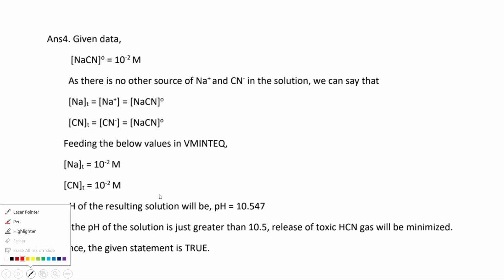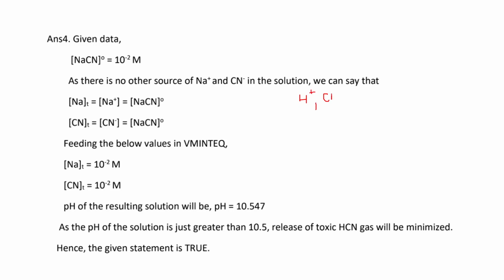So we know there will be water dissociation as well. So what are the components that we have? Species: H plus, CN minus, HCN, and OH. We have NaCN as well, but let's not. Okay, we can take that also, and Na.